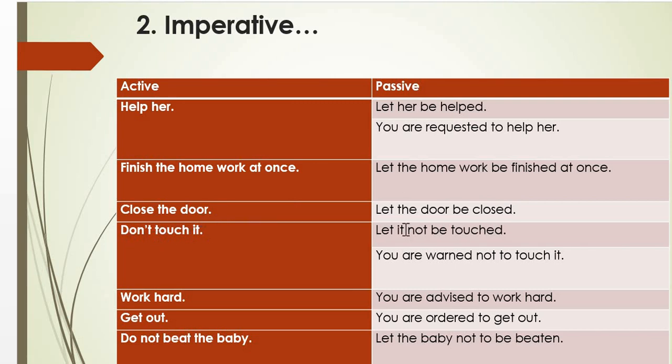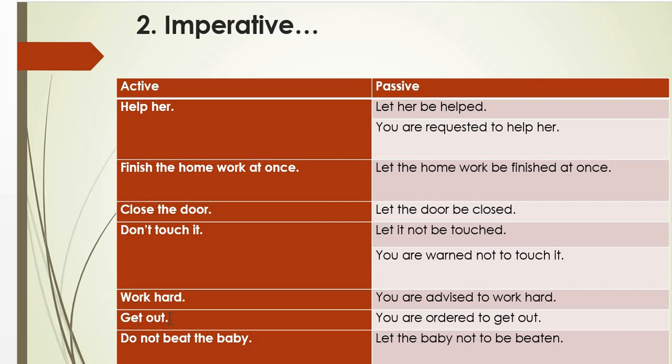Don't touch it. Let it not be touched. You are warned not to touch it. Warned comes here because of the tone of the idea. Okay, the warning. Don't touch means, another way, warning. Work hard. As you have seen, this sentence doesn't have an object, so in this case we add you in the passive construction. You are advised to work hard.